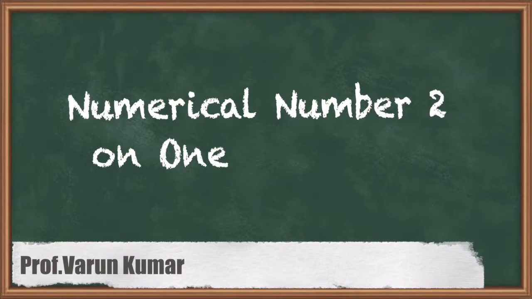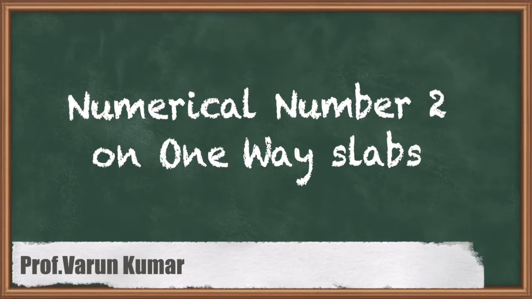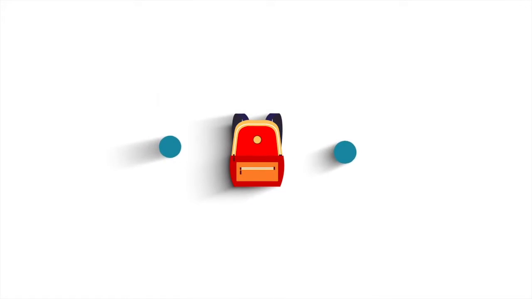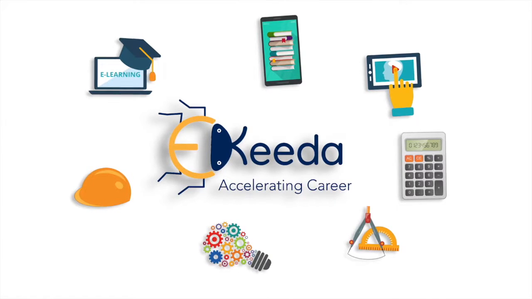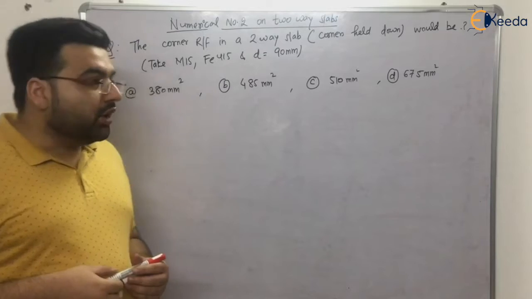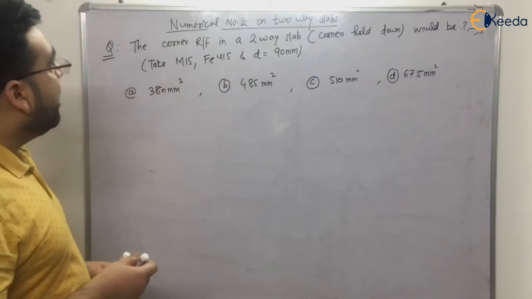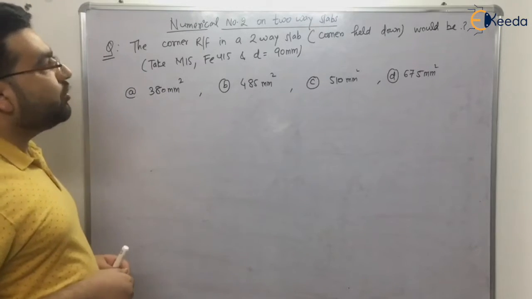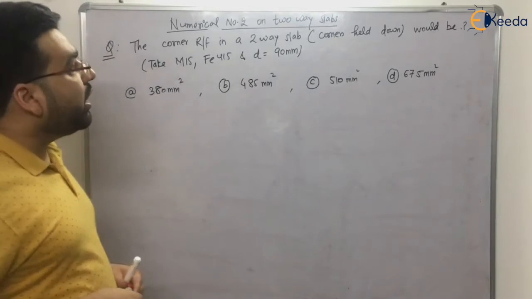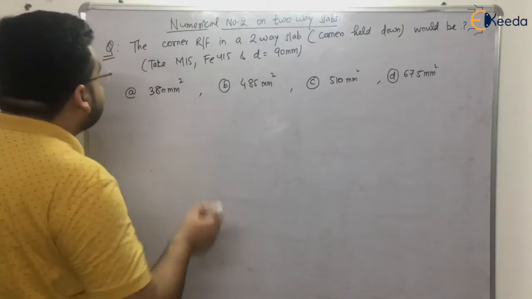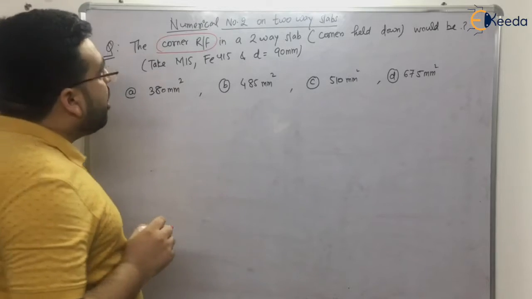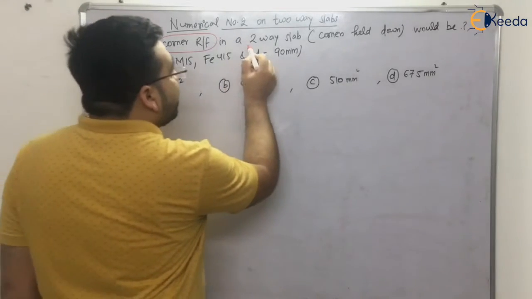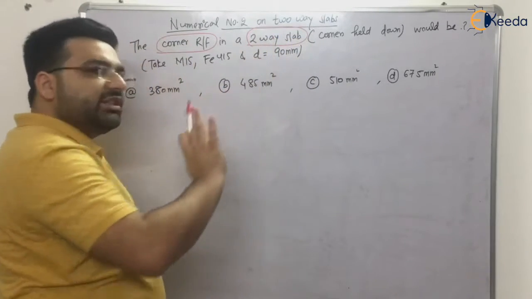Subject: concrete structures, chapter: design of slabs, topic: numerical number 2 on two-way slabs. So students, in this lecture, I will be solving numerical number 2 on two-way slabs. So what does the numerical say? The numerical says that the corner reinforcement in a two-way slab, so it is given to you, it is a two-way slab.